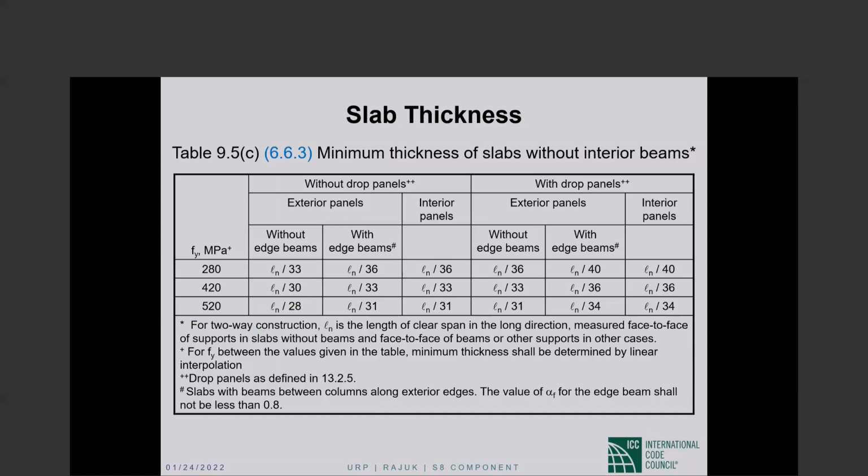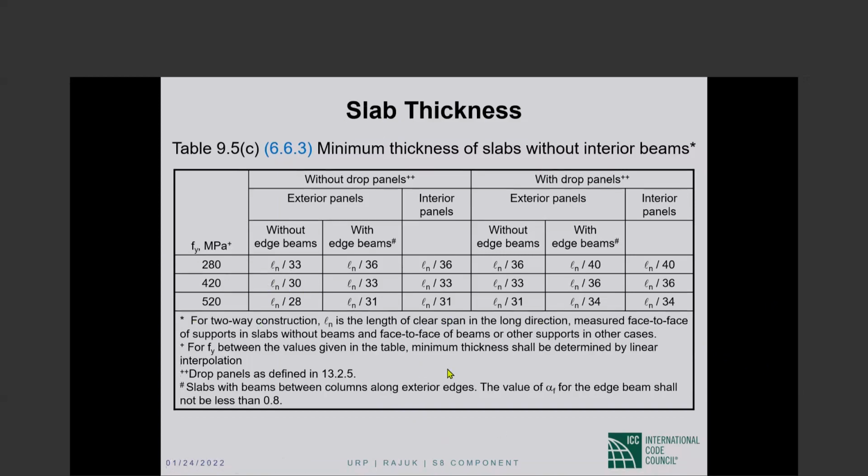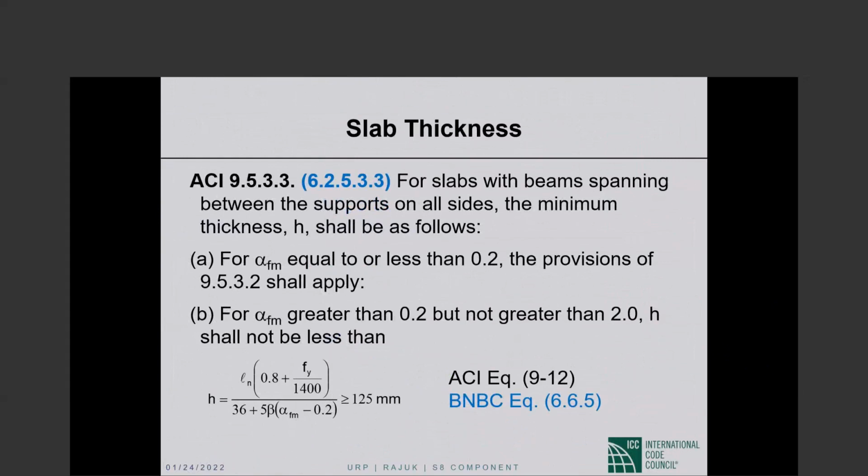And when we say clear span, it is the length of clear span in the long direction. If the two directions are different in span, then it is the span in the long direction. For slabs with beam spanning between the supports on all sides, minimum thickness shall be as follows. So flat plate is given by the table 9.5c.